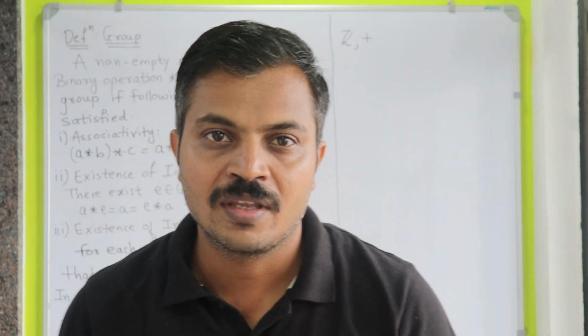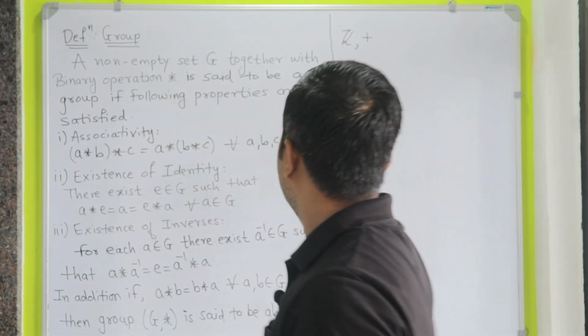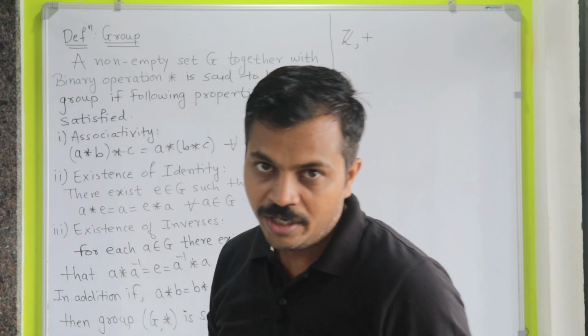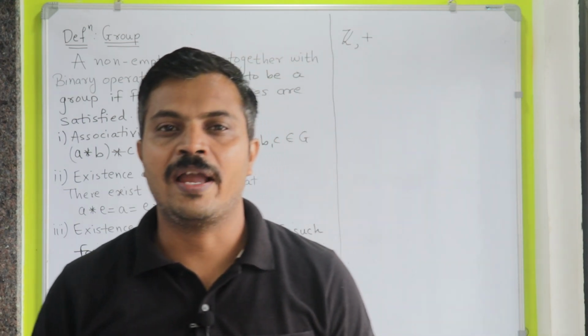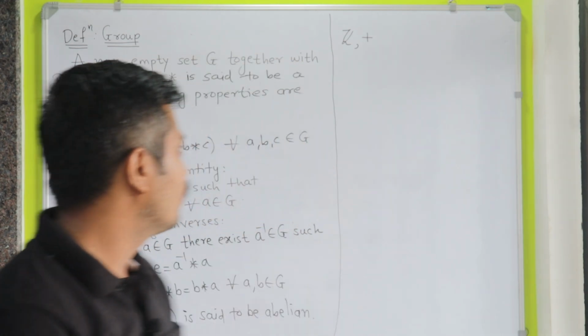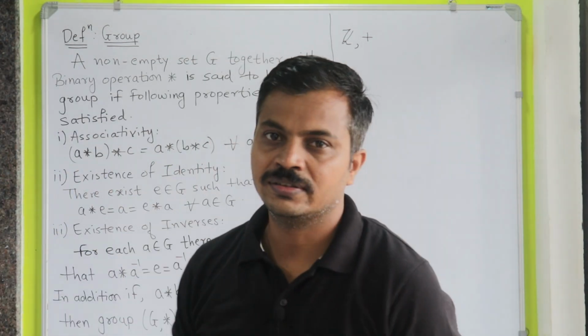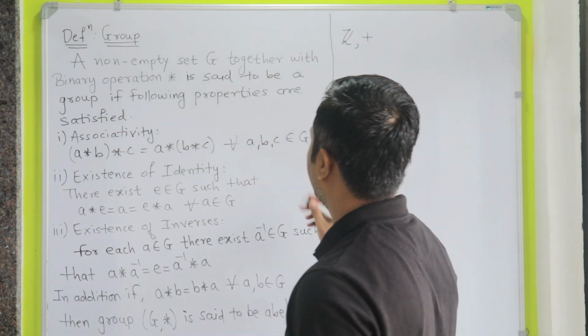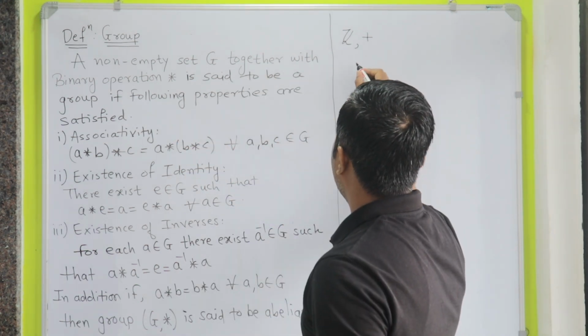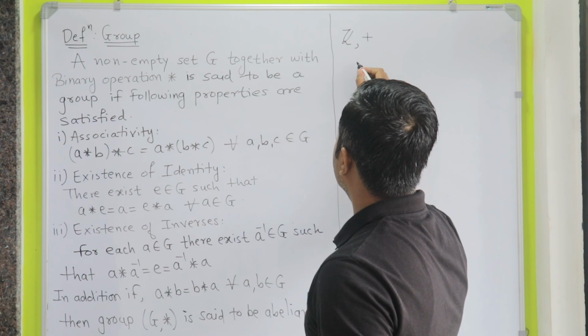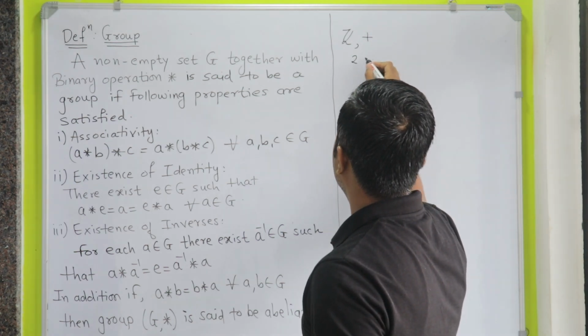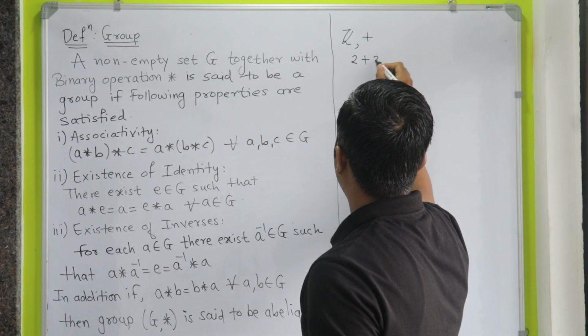Let us say we have the set of integers. We already know that plus is a binary operation on that. Now let us try to verify all the properties, all three properties in fact. Suppose I take three numbers from Z, let us say 2, 3 and 5.